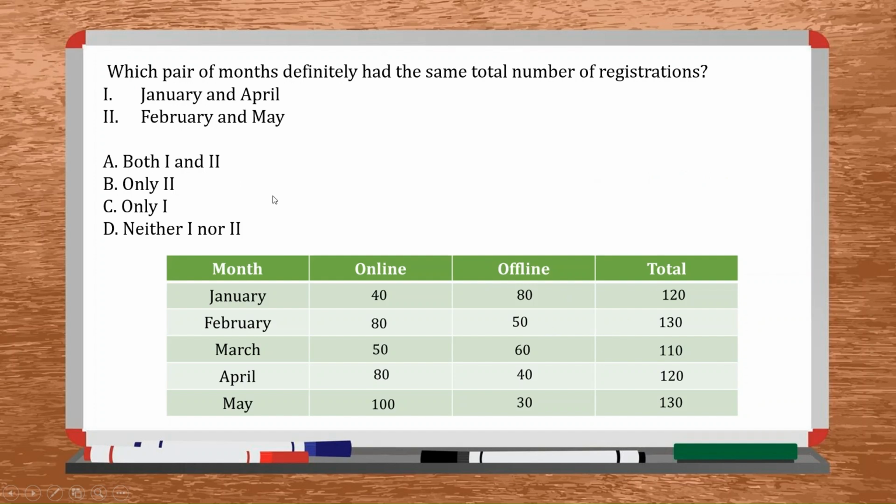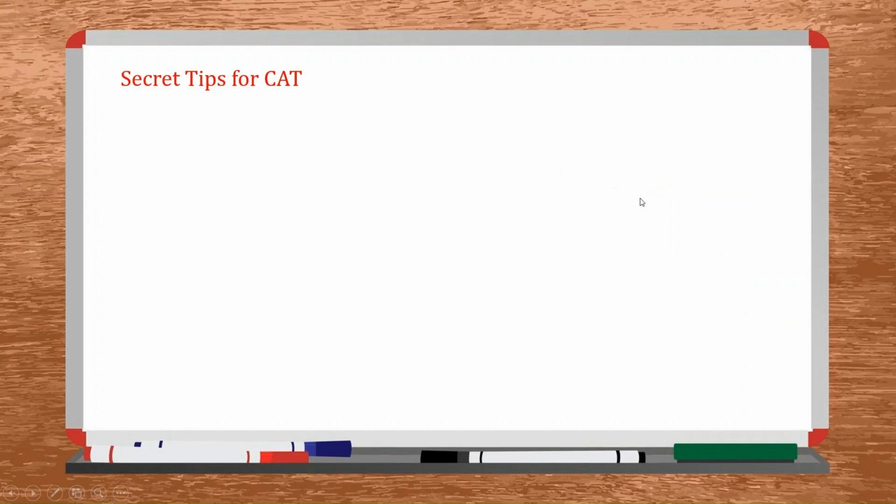Last we have: which pair of months definitely had the same number of registrations? January and April both have 120, so definitely the first. And February and May both have 130. So the option is option A, both 1 and 2. That's the right option. So what did we learn from this particular problem?